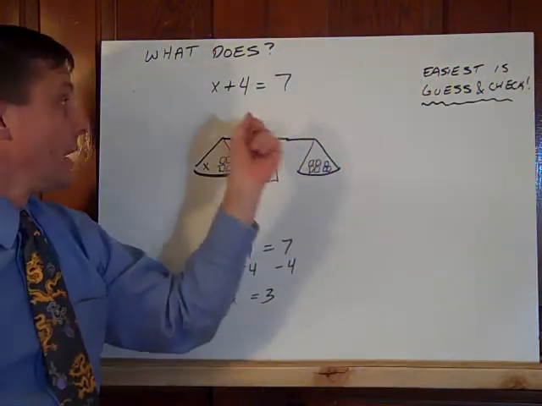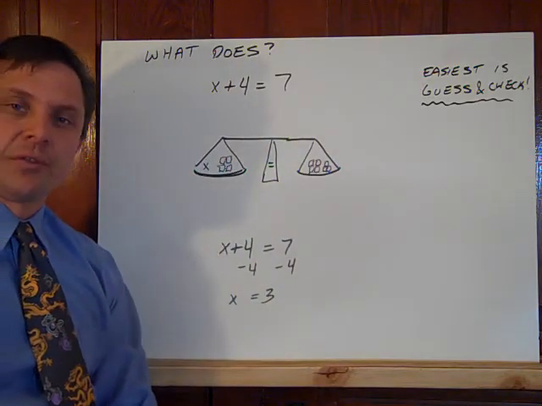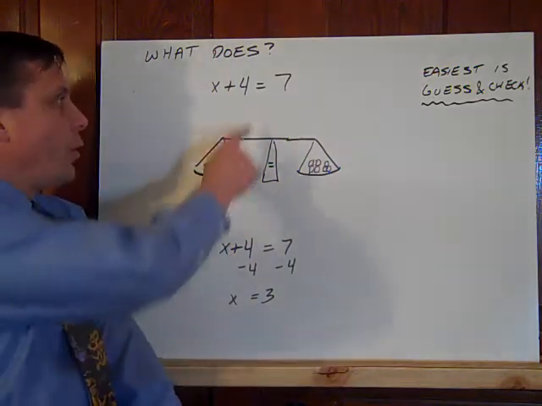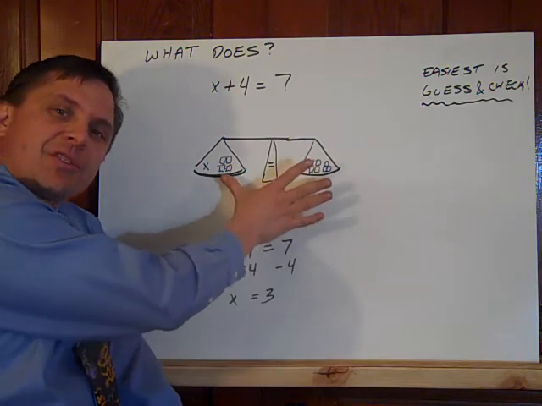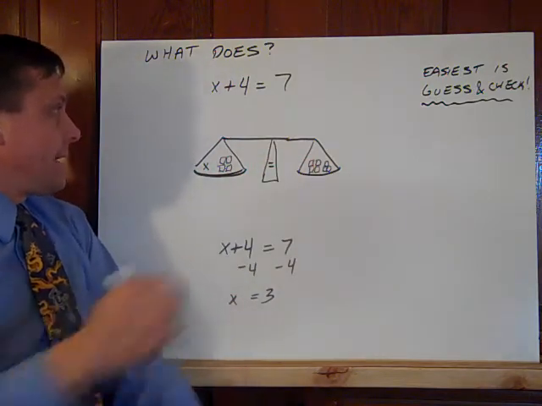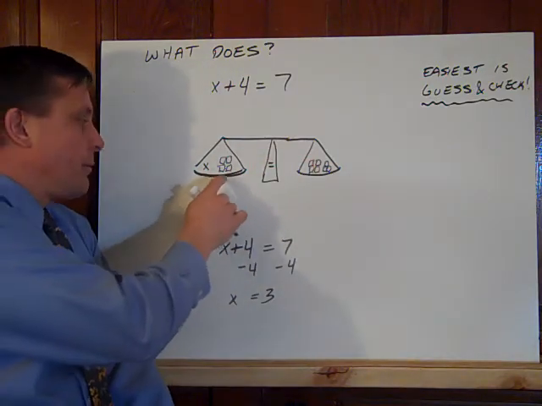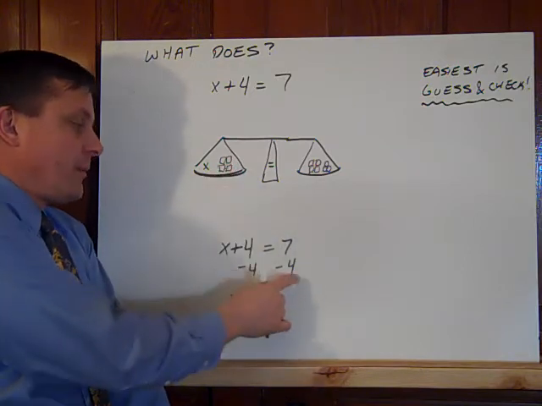I wrote that up here. I can just say, hey, I know 3 plus 4 is 7. But I want you to always think of an equal sign as a balance scale. These are exactly the same. And I had x plus 4. Well, how do I get rid of the plus 4? I take away 4 on each side.